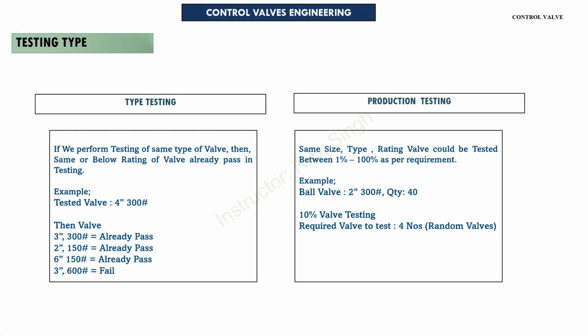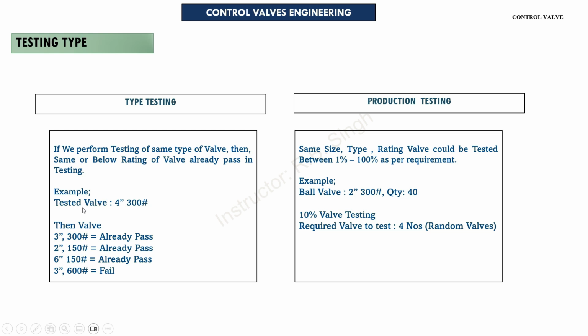Now, what are type testing and production testing? In type testing, we do not need to test all the valves. In production testing also, we may not need to test all the valves, because these kinds of testing cost very much. In type testing, if the same type of valve, with the same or lower rating, has already passed testing, we do not need to test those valves again.